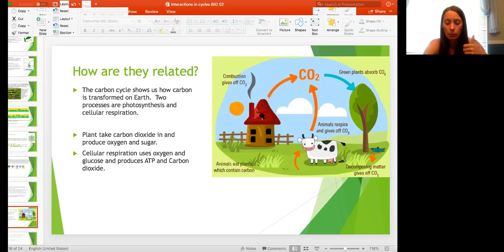So two of the processes in the carbon cycle are photosynthesis, where plants use carbon dioxide, sunlight, and water to produce a sugar. They also give off oxygen. And then we think of cellular respiration, the process of taking that sugar from a plant and using it up to produce energy our bodies can use, and it gives off CO2. Plants take carbon dioxide and produce oxygen and sugar. In cellular respiration, we use oxygen and glucose, and it produces ATP, that's the energy that our cells can use, and carbon dioxide. Okay, so they're related. The carbon cycle is the big picture, and two of the processes within it are photosynthesis and cellular respiration.